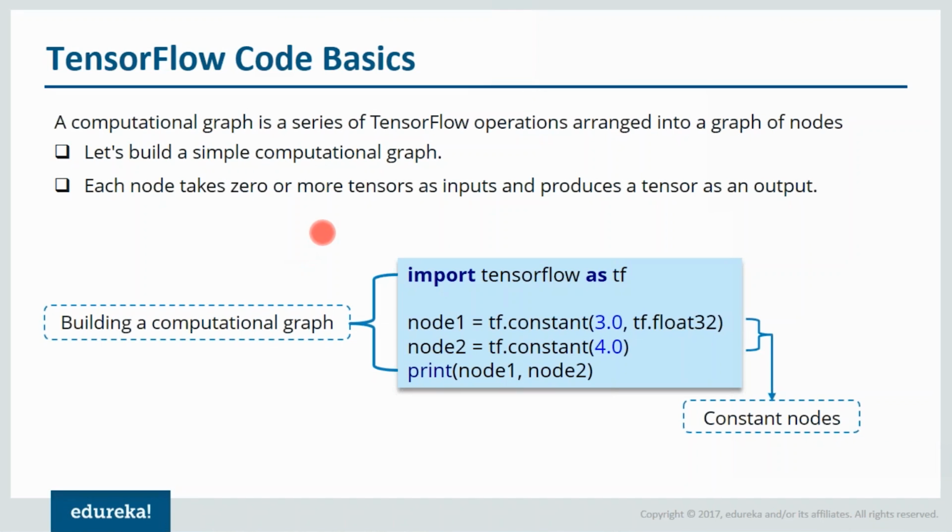So basically, we have built a computational graph, and in this graph, each node takes 0 or more tensors as inputs and produces a tensor as an output. One type of node is a constant, which I've told you earlier as well. These TensorFlow constants take no inputs and output a value which is stored internally. Now I'll actually execute this in my PyCharm. So for that, I'll open it.